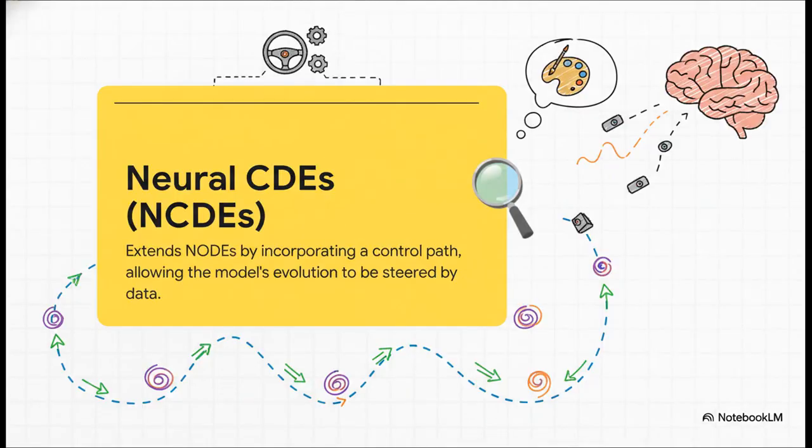Next, things get way more dynamic. We've got neural controlled differential equations, or NCDs. Now the model's evolution is actively controlled or steered by a stream of data as it comes in. So unlike that fixed path of an NOD, this is more like a path you can actively steer in response to new information. Now keep this one in your back pocket. It's going to be our art critic in just a minute.